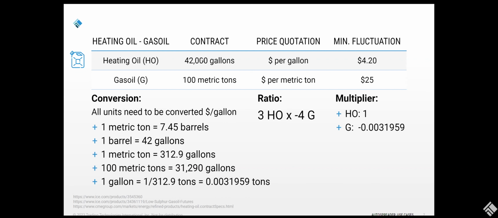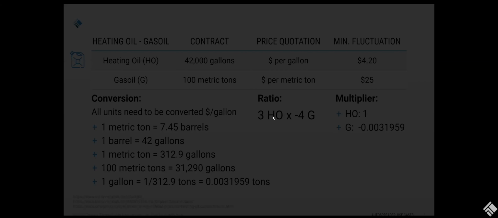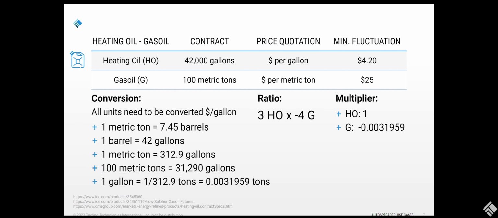So for heating oil, we're showing 42,000 gallons, and for gas oil, we've calculated 31,290 gallons, which is approximately a 3-to-4 ratio. Therefore, our ratio is 3 heating oil contracts to 4 gas oil contracts. Again, this is in order to get them to be like for like in the underlying deliverable product.